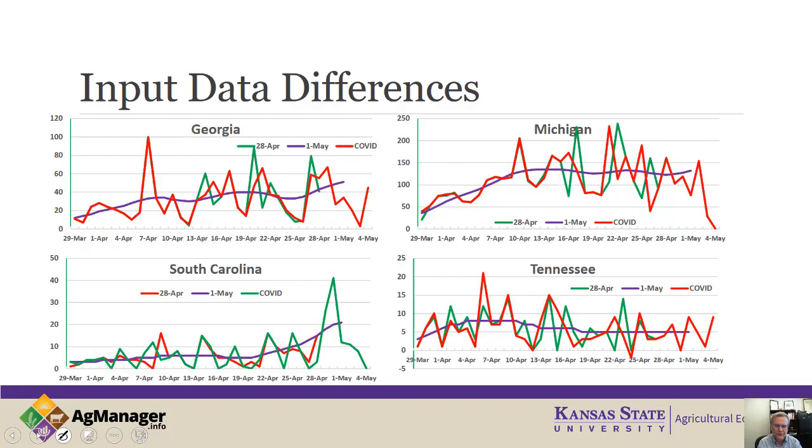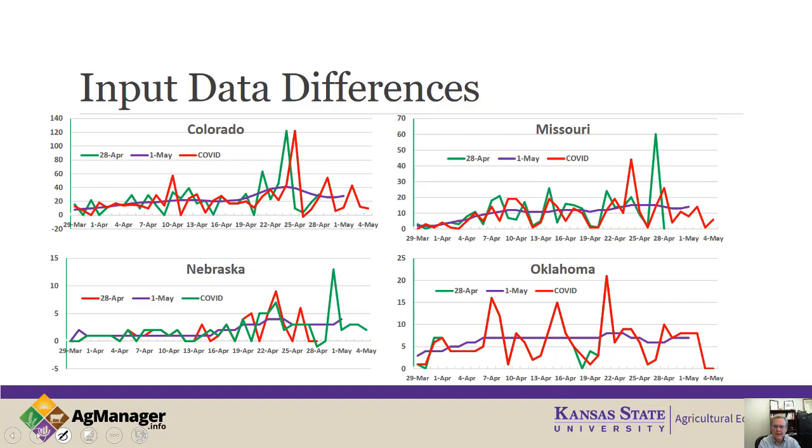You also see this for Georgia, Michigan, South Carolina, Tennessee. The big thing there is to really look at how those input data have been smoothed in the May 1 model, and that is pretty important. And then you have Colorado, Nebraska, Missouri, and Oklahoma there.